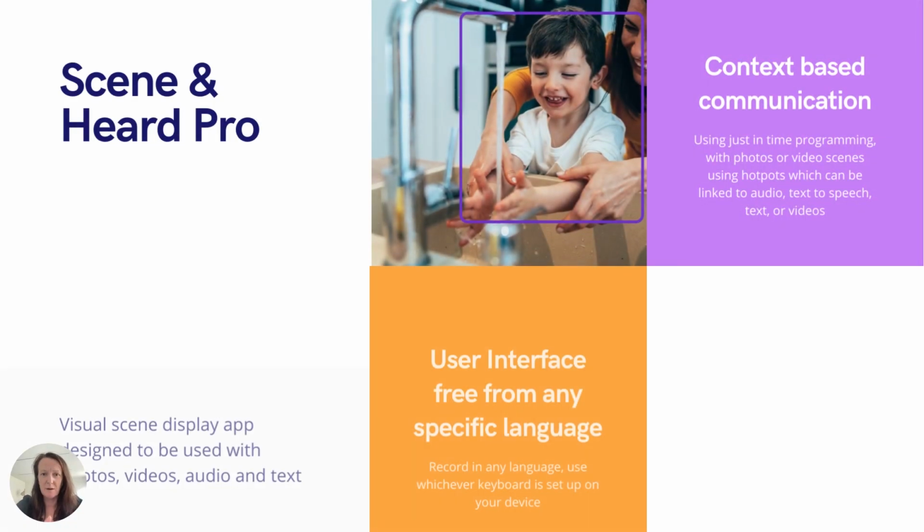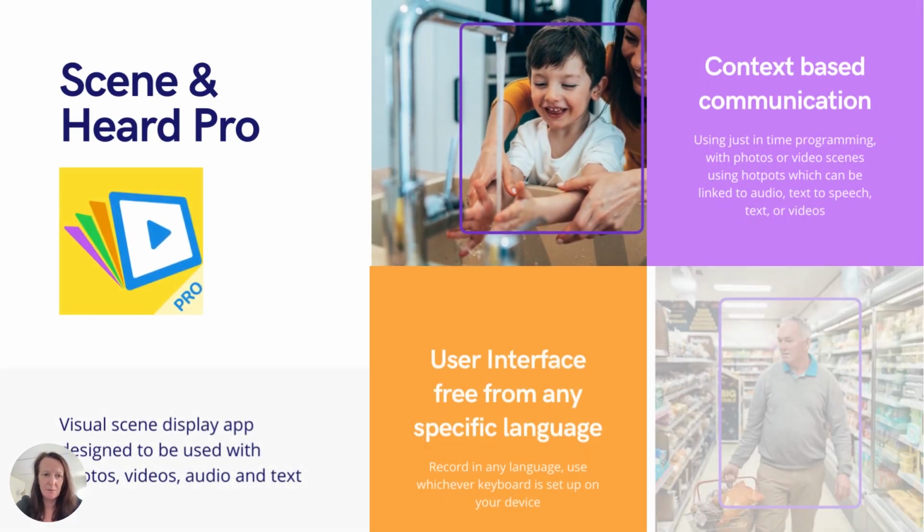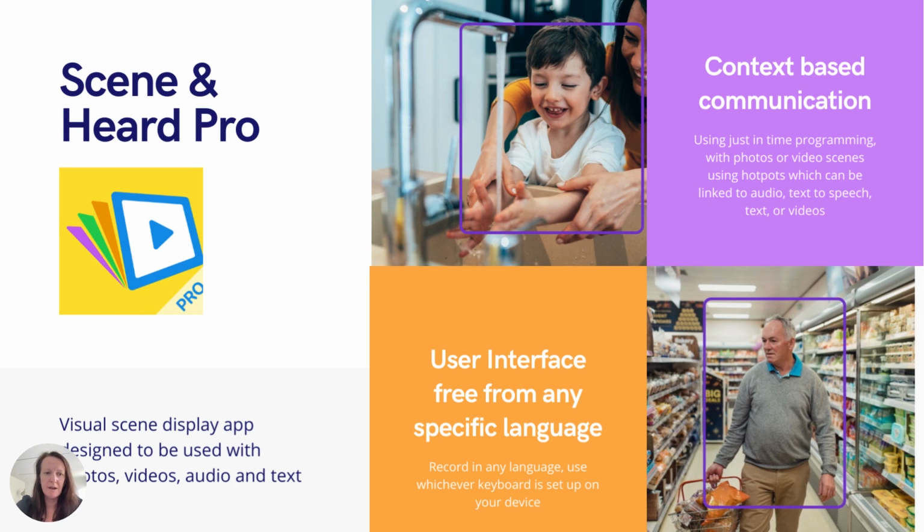I want to quickly talk also about Seen and Heard Pro, which is a visual scene display app, which is designed to be used with photos, videos, audio, and text. And it's really about supporting context-based communication where you can program on the spot, on the fly, using your own photos and hotspots of yourself, your environment, and to create hotspots on each of the photos. So you draw hotspots on, which can then be linked to audio, text-to-speech, written text, or videos.